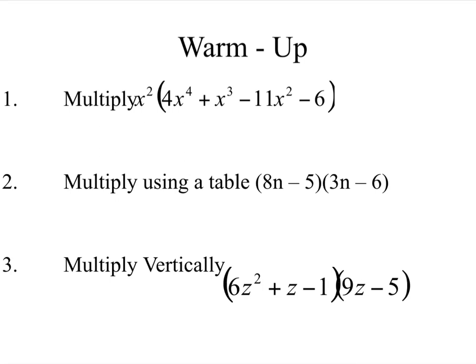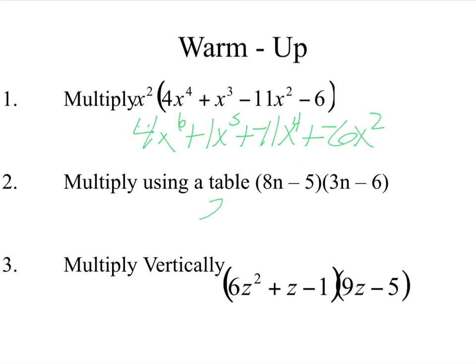So today's warm-up is just reviewing the 3 methods of multiplying that we talked about yesterday. So go ahead and try those. So the first one we're distributing. We will get 4x to the 6th plus 1x to the 5th plus negative 11x to the 4th plus negative 6x squared. Using the box method, I'm just going to show you the pieces pulled out of the box.